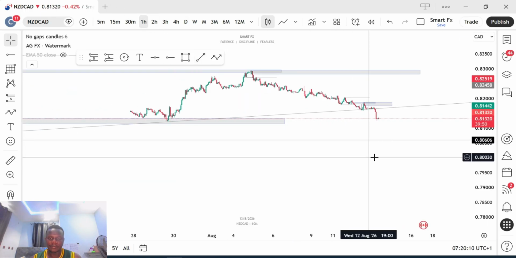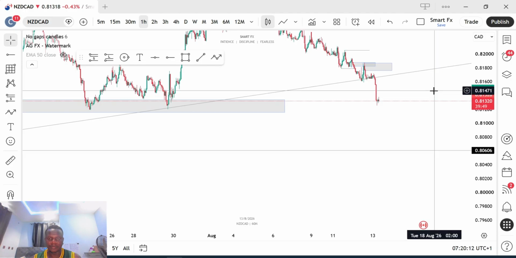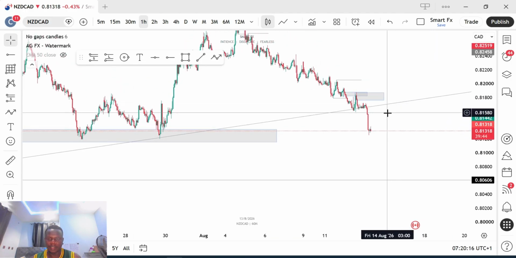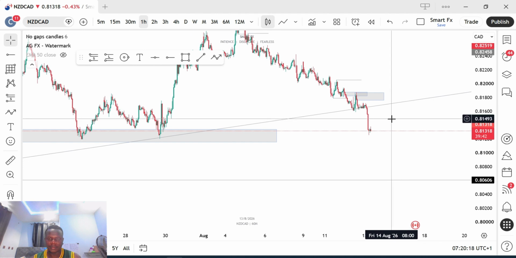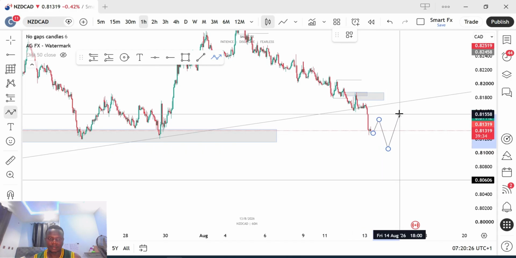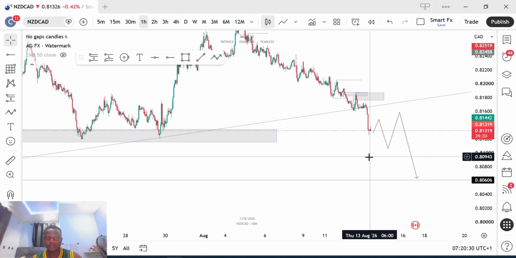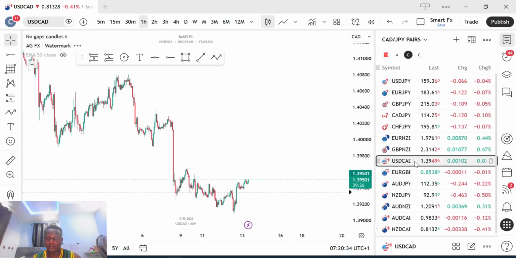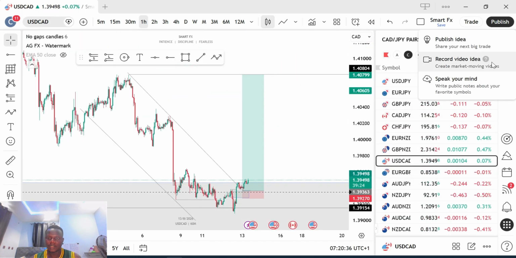So where can we find an entry now? We are looking for entry. We have a break of structure here. They also break this low, but there is no inducement yet. So we are waiting for a pullback. I would want to see a pullback, maybe something like this. Then we can enter from this breaker block. So that's what I'm looking at today, and let's see how it goes.